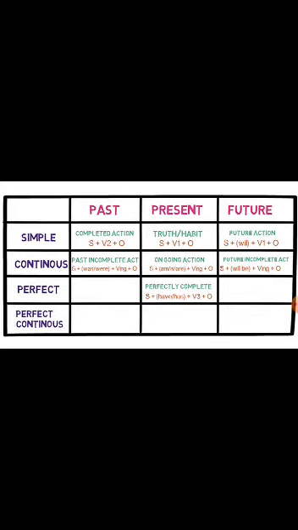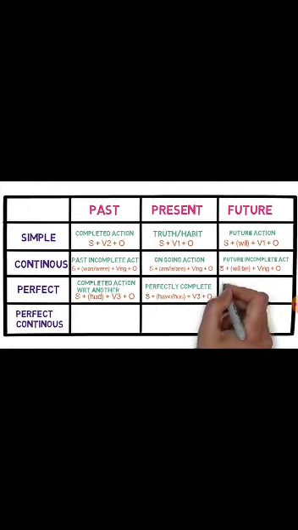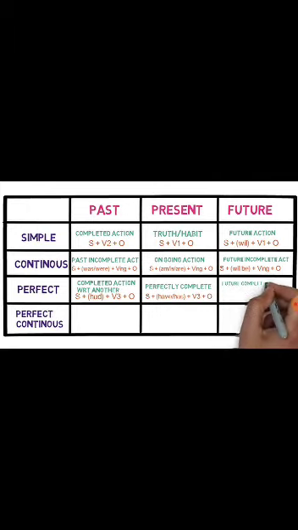In the past perfect tense, we refer to a completed action with respect to another. Structure of it is subject plus had plus verb's third form plus object. Future perfect tense refers to an action that will happen before any other event in the future. Structure of it is subject plus will have plus verb's third form plus object.